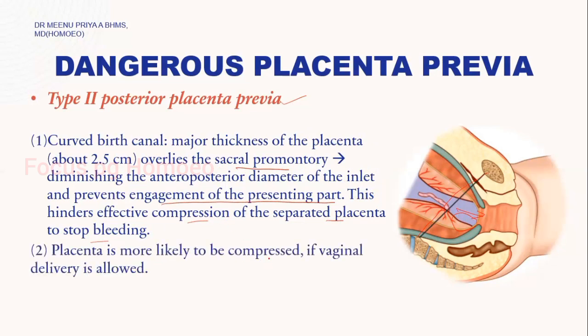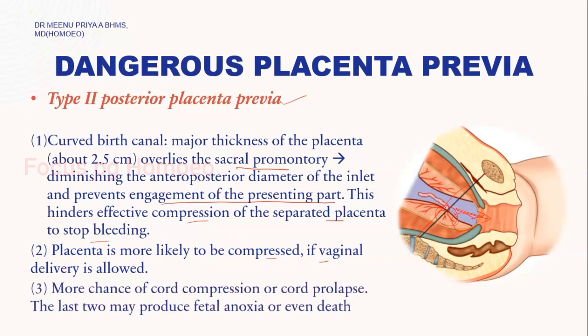Now, the placenta is more likely to be compressed if vaginal delivery is allowed, because when the head is entering, as descent is happening, it will compress. And this will become an immediate complication during the labor, with more chance of cord compression, because the cord is lying here; cord compression or cord prolapse occurs. The last two, especially, will produce fetal anoxia, because the compression will reduce the blood circulation. The cord is compressed, the placenta is compressed, so the blood circulation is entirely stopped for the fetus, and that will cause fetal death. That is why it is called dangerous placenta previa.